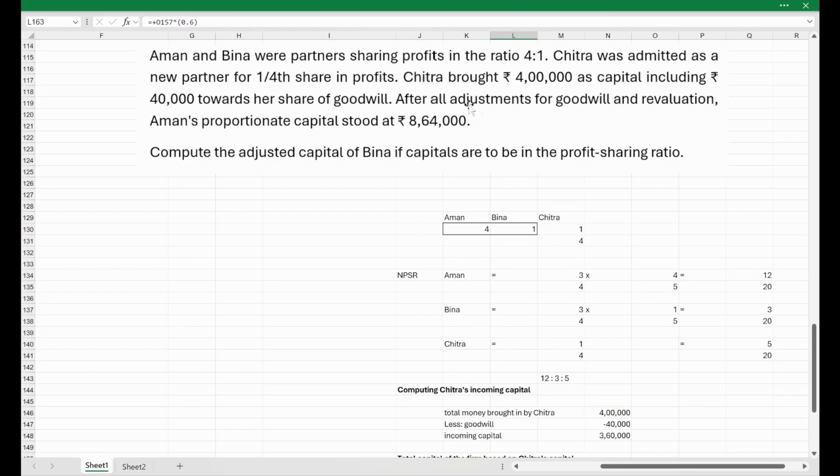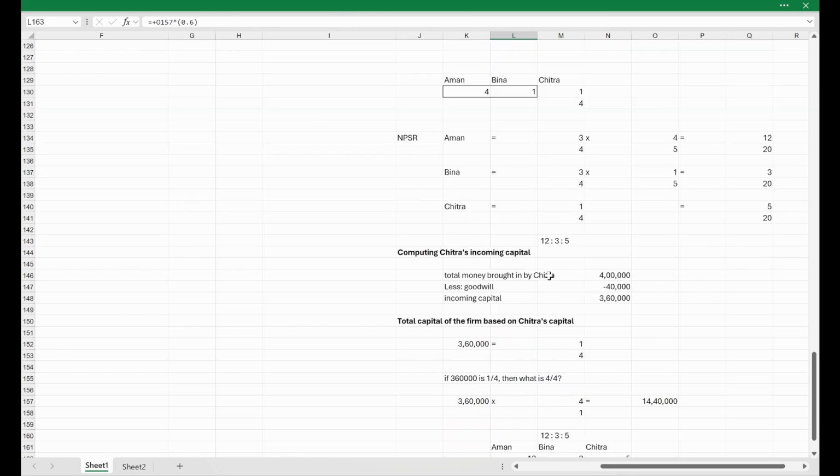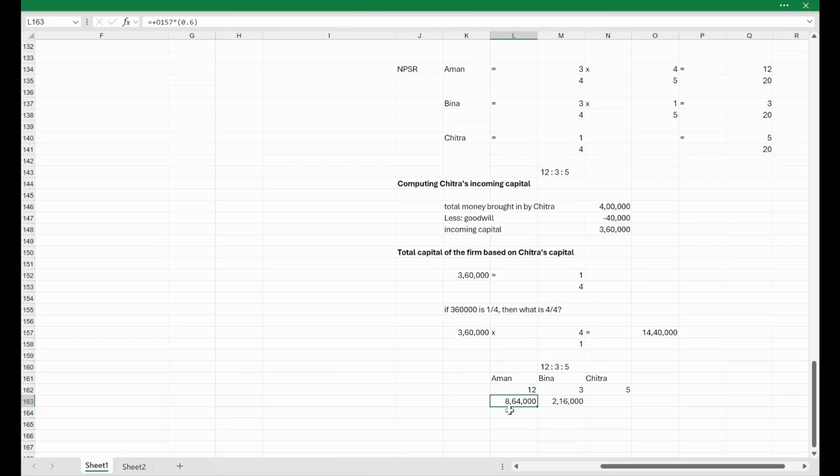So they said that after all adjustments, Aman's proportionate capital stood at 8,64,000. Therefore, after all adjustments, your final proportionate capital will be 8,64,000, and then Beena's proportionate capital will be what? 2,16,000. Chitra's we found out, which is 3,60,000, which is already 1/4 of 14,40,000. The final answer is 2,16,000.